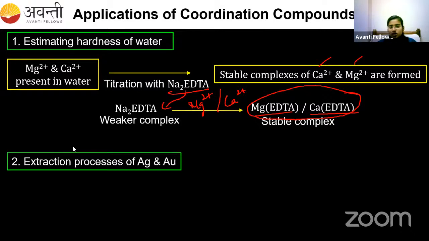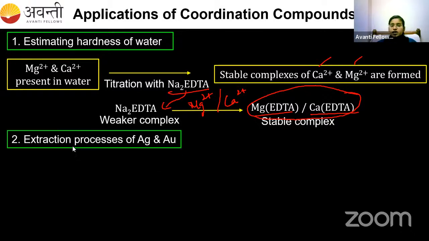And secondly, for the extraction process of silver and gold. Silver and gold, you all know, are not present in the earth in the native form, right? They are present in ore form or some other form. We have to extract the pure metal from the ore. For that, we need to go through some more steps of reactions and follow some more processes to get the pure metal.